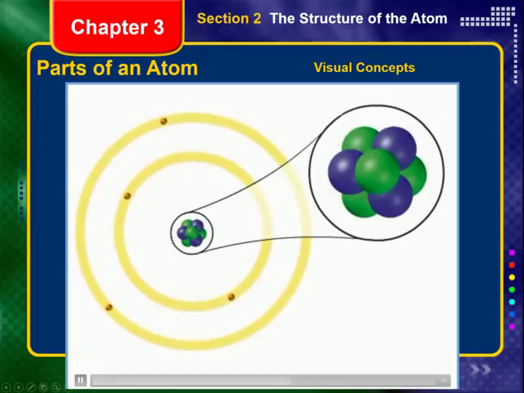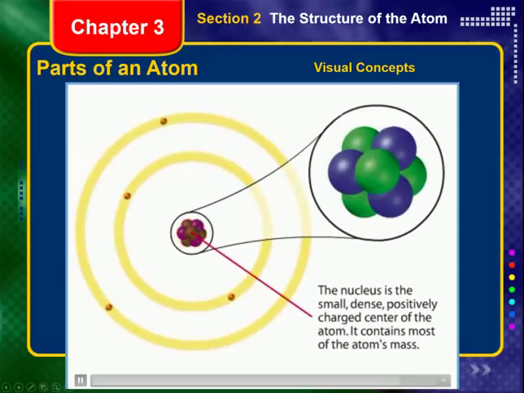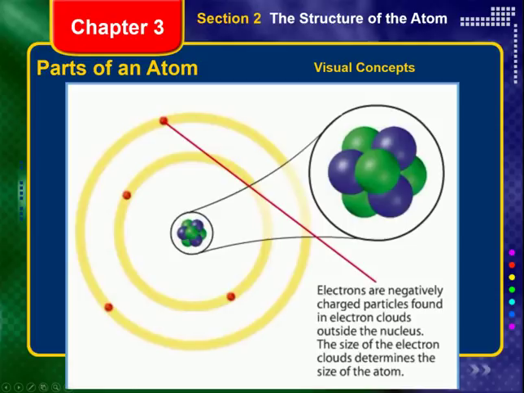Outside or surrounding the nucleus, we will find the electron cloud. We'll go over this idea in more depth in a future section, but the electron cloud is an area or volume in which you may find an electron. Now, we'll go on to find that electrons aren't going to move in these perfect circles that are outlined here in yellow. But for now, I want you to remember that an electron is a negatively charged particle found in electron clouds. The electron cloud is outside of the nucleus. The size of the electron cloud is the thing that determines the size of the atom. Because remember, the atom's nucleus contains most of its mass, but a negligible amount of its volume, leaving the volume to be determined by the electron cloud.